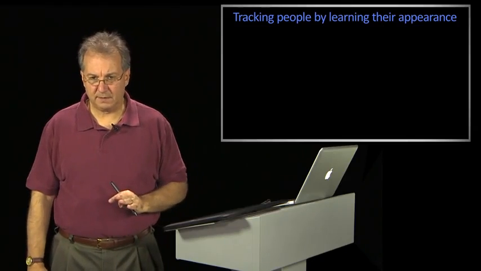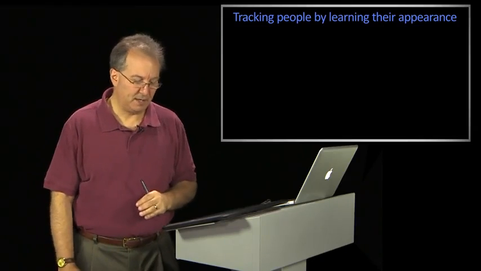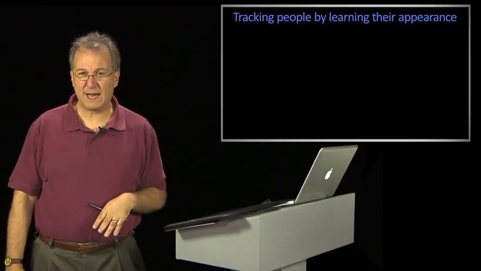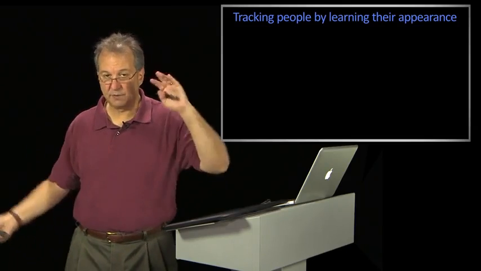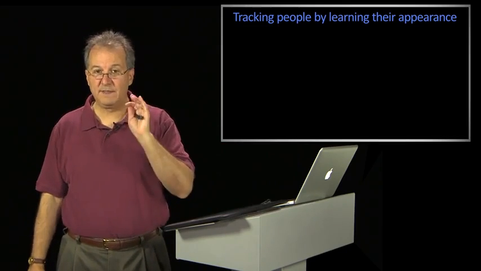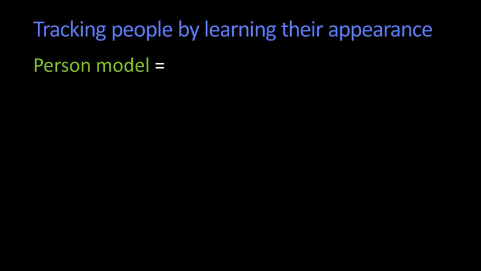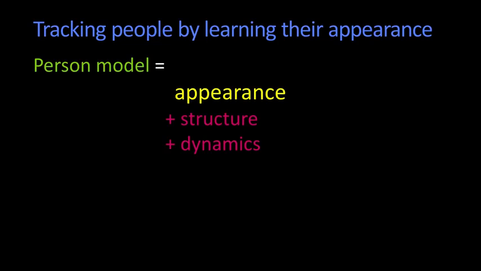One more specific tracking method. This comes from some work of tracking people, in particular their limbs and stuff, by learning their appearance. And the idea is they build a person model. And the person model is made up of a couple different things. It's made up of an appearance, we'll talk about what that is in a minute, plus structure, plus dynamics.